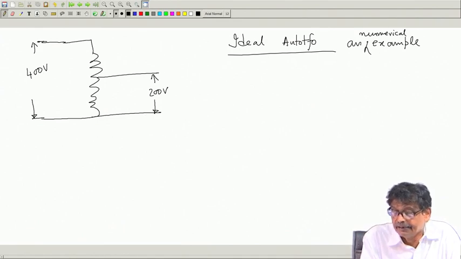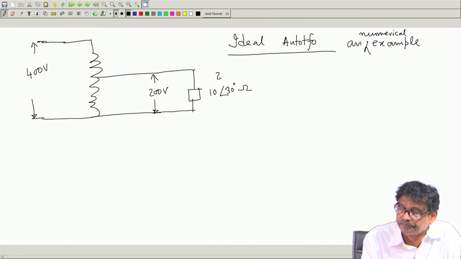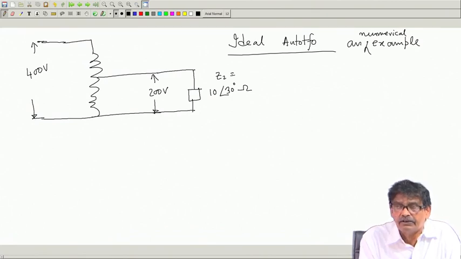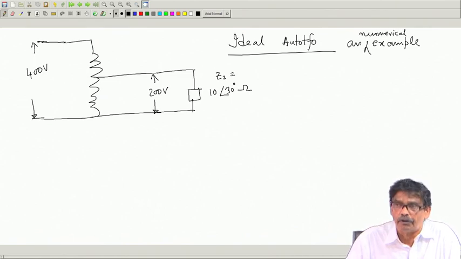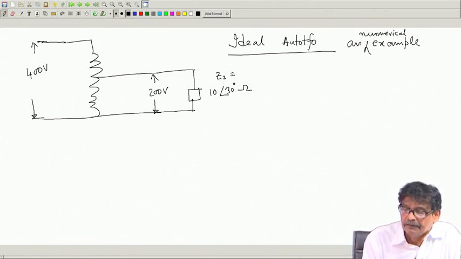and I say that you have connected an impedance here of value say 10, 30 degree. Inductive impedance I have connected, Z2. I ask you to find out, calculate currents in all the branches of the circuit. A very straightforward problem, but you should do it like this.